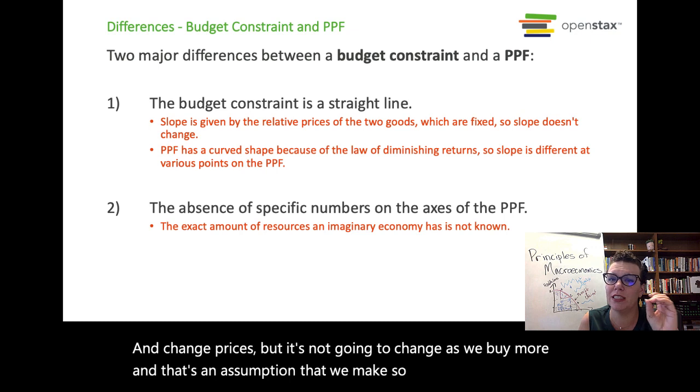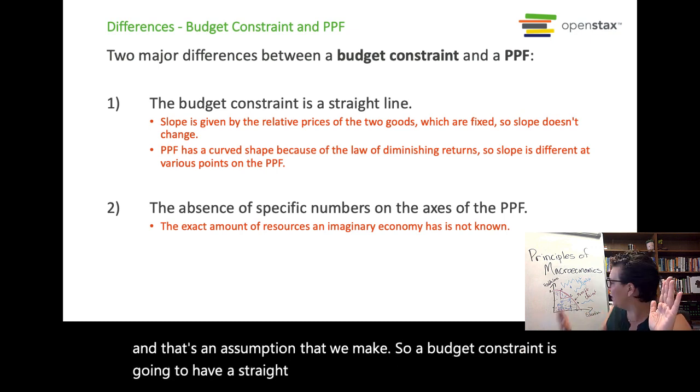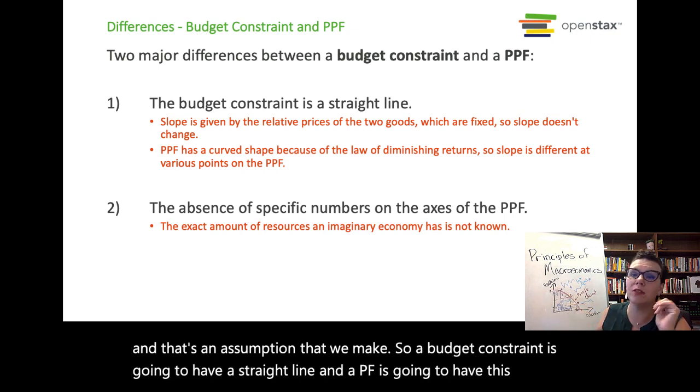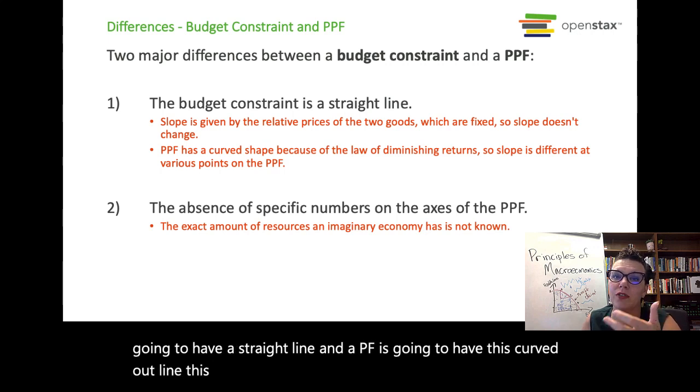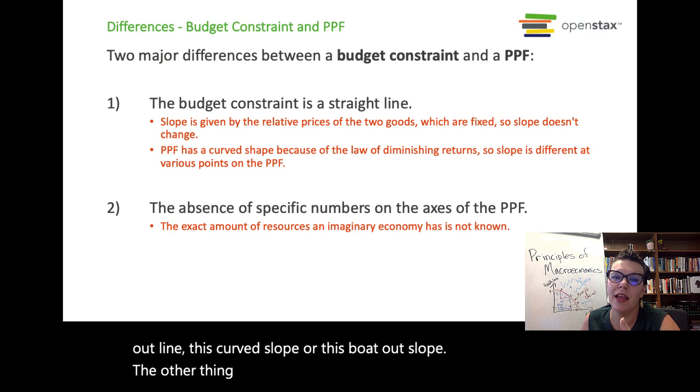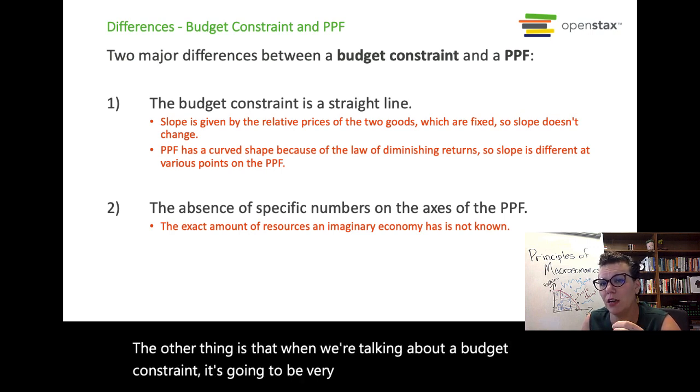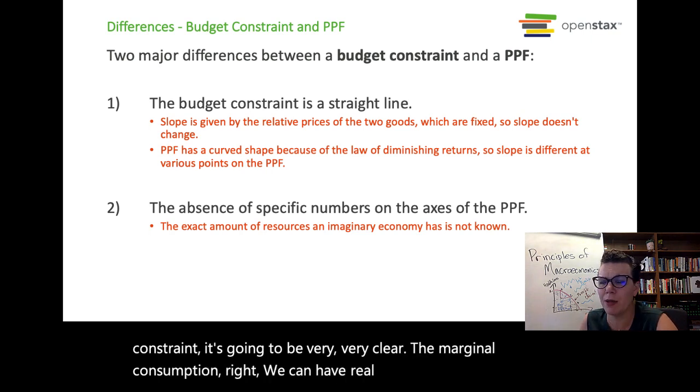So a budget constraint is going to have a straight line, and a PPF is going to have this curved out line, this curved slope, or this bowed out slope. The other thing is that when we're talking about a budget constraint, it's going to be very, very clear the marginal consumption, right? We can have real numbers because we're talking about dollars and cents.